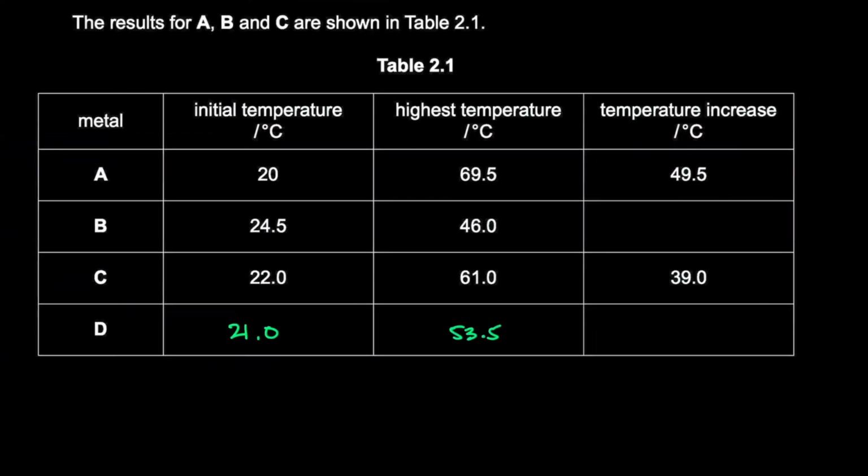And then the temperature increase for B would be 46 minus 24.5, which is 21.5, and 53.5 minus 21.0, which is 32.5.